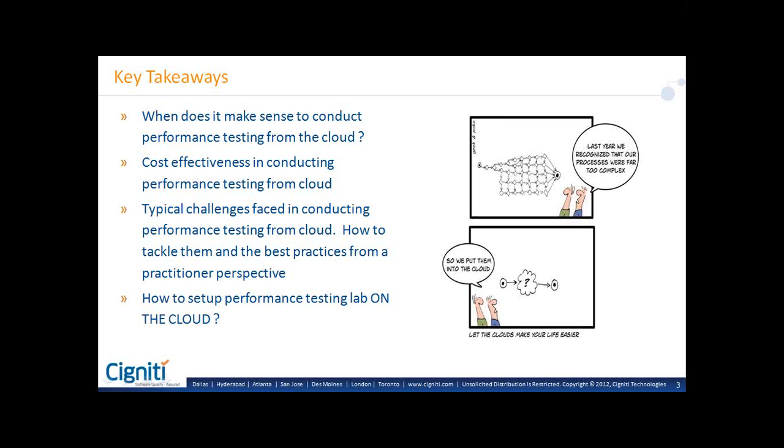And then we'll give a demo to show how we can set up a lab in the cloud, and what some of the typical challenges are that we faced while setting up our lab on the cloud. So we'll discuss these things in detail.